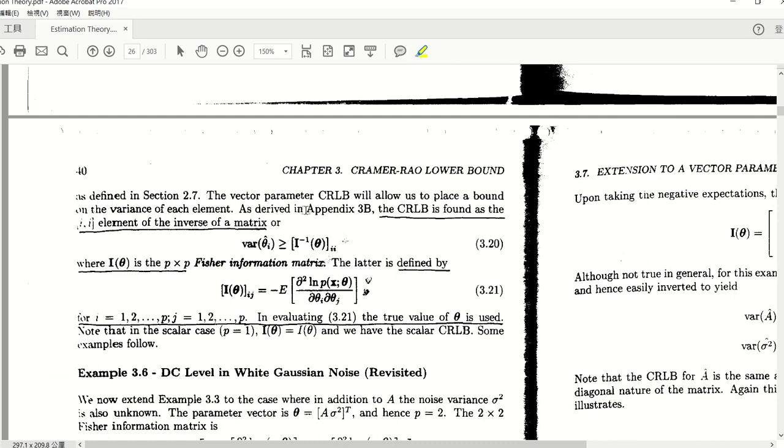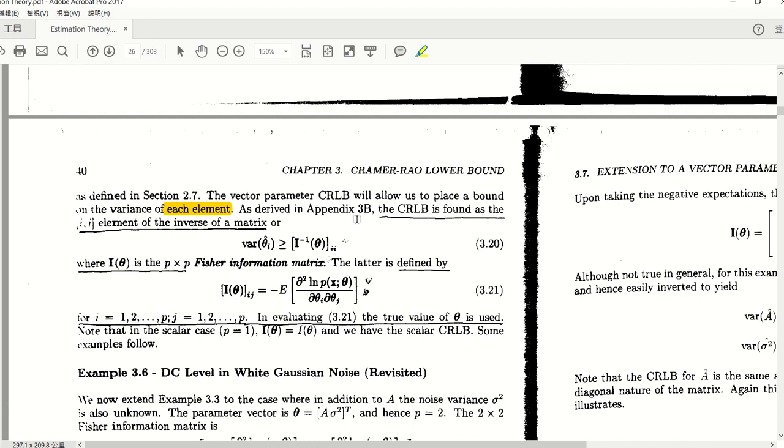Unbiased, then the vector parameter will allow us to place a bound on the variance of each element. Notice we cannot compare and say which vector is larger than which. That would be unreasonable. The comparison can only be done on a scalar, it cannot be done on a vector. So we will say that we want to place the bound on an element, because an element is a scalar.